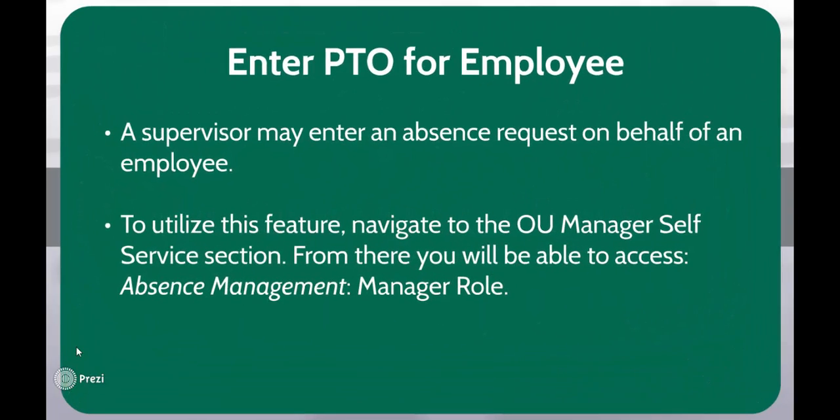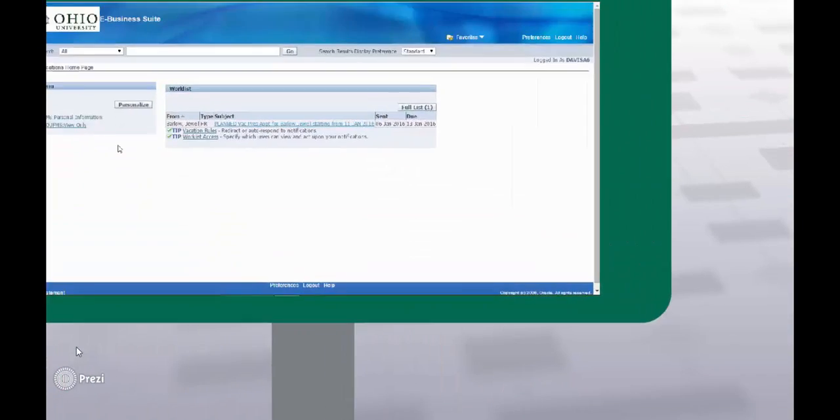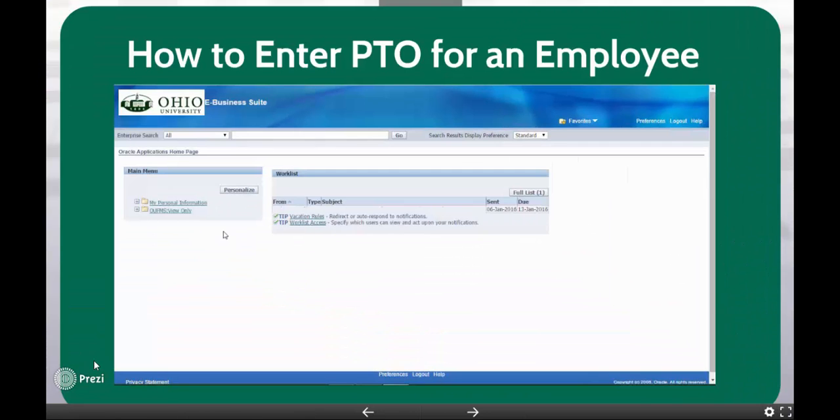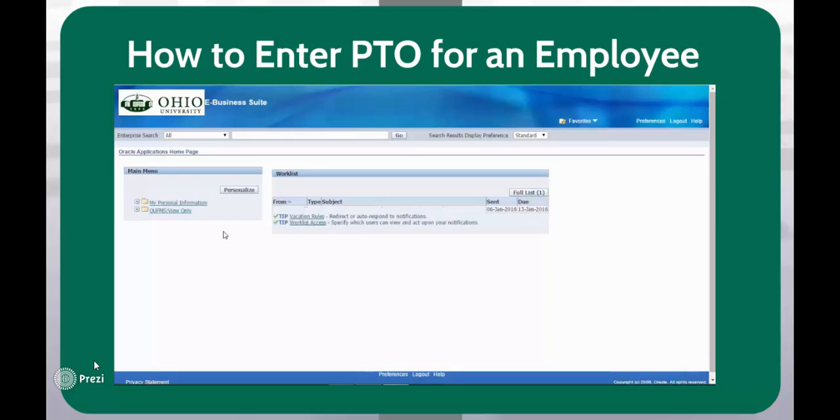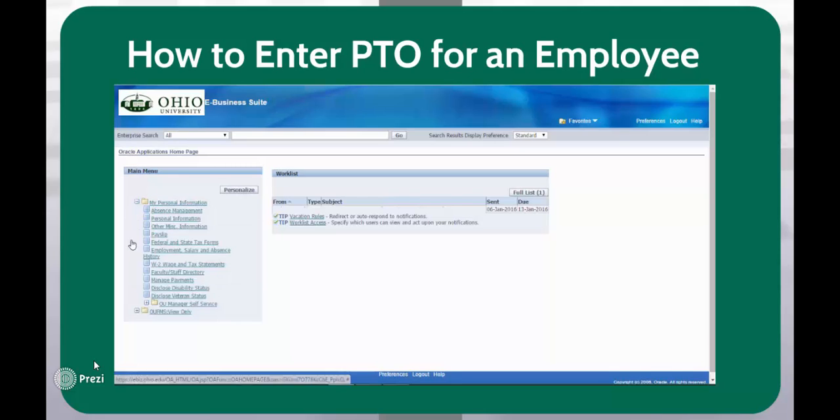Another feature of this new system is that a manager may enter an absence request on behalf of an employee. To do this, you must go to OU Manager Self-Service, which you will see in the following demonstration. Now we will show you where to navigate to enter an absence for an employee on your team. To begin, expand your My Personal Information folder. Expand OU Manager Self-Service and click on Absence Management Manager Role.